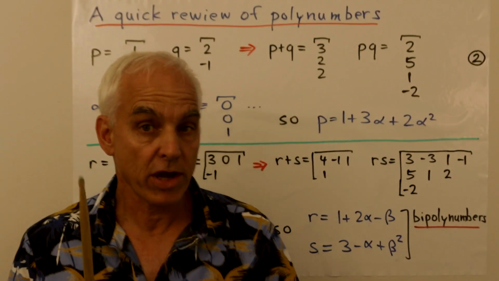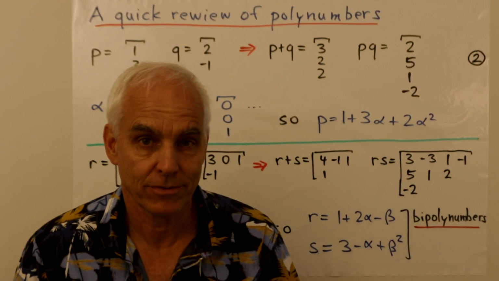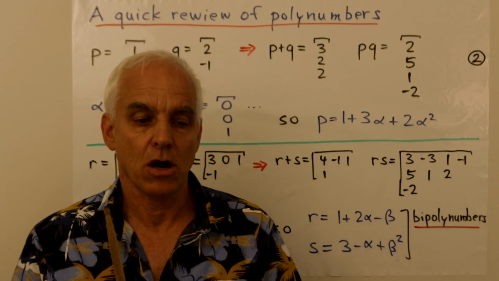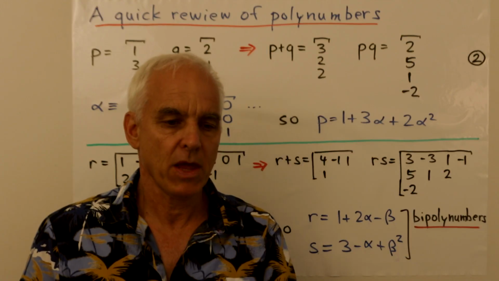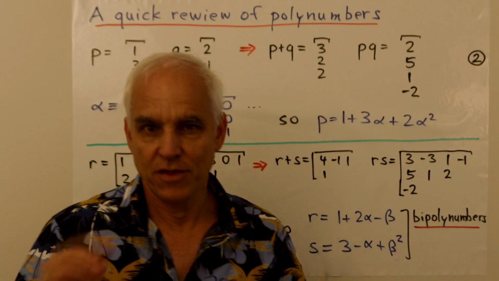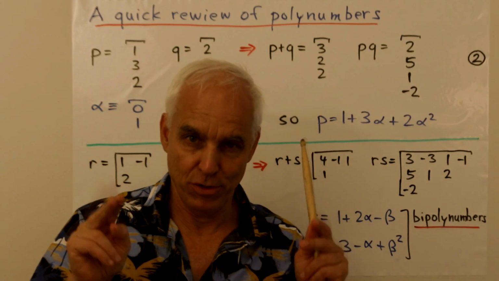So let me give you a quick review of polynumbers. These are sort of data structure points of view towards polynomials. We are trying to finesse the difficulty in defining what a variable is.